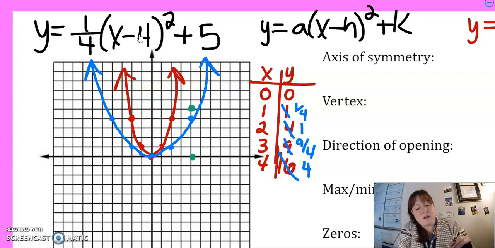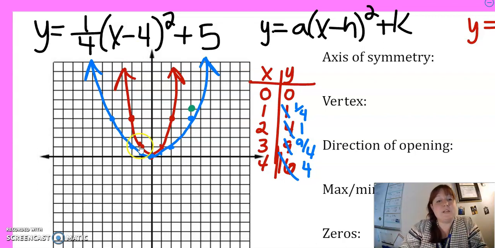Okay? So I go there, and then I've changed my pattern from here, right? So what I'm doing is I'm taking this blue one and I'm just copying and pasting it over 4 and up 5. But if it's hard for you to see what these ones would be from there, let's just go with the pattern. We already changed our pattern, right? So from the vertex, I'm going to go over 1, up 1/4. That's too hard to graph, so I'm not going to graph it. From the vertex, I'm going to go over 2, up 1.